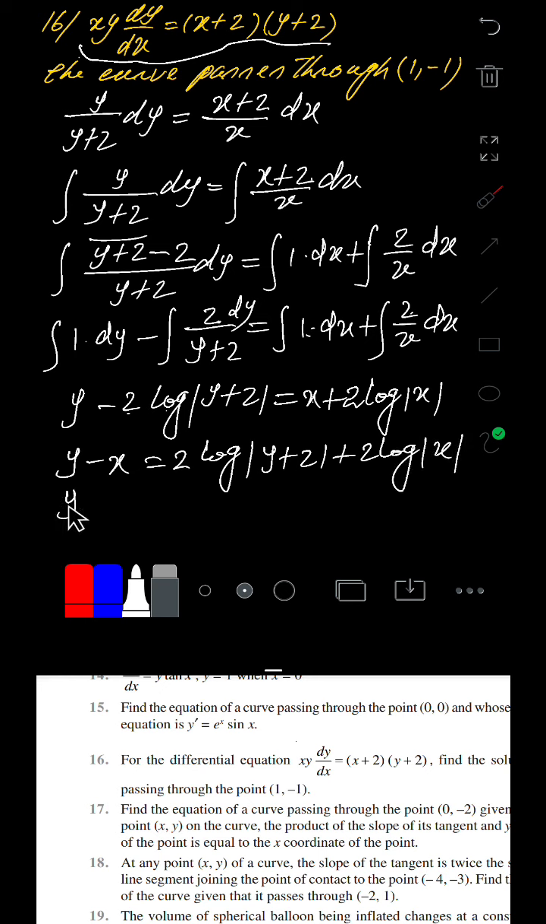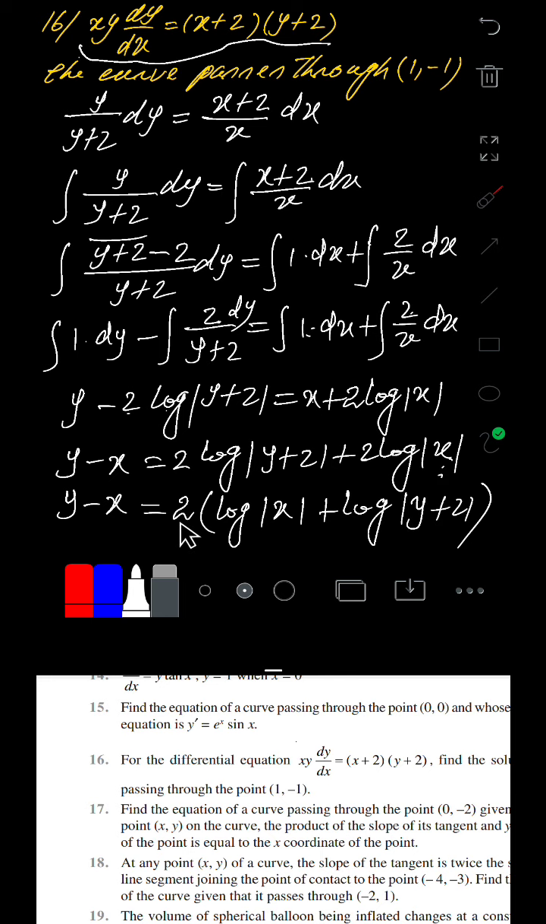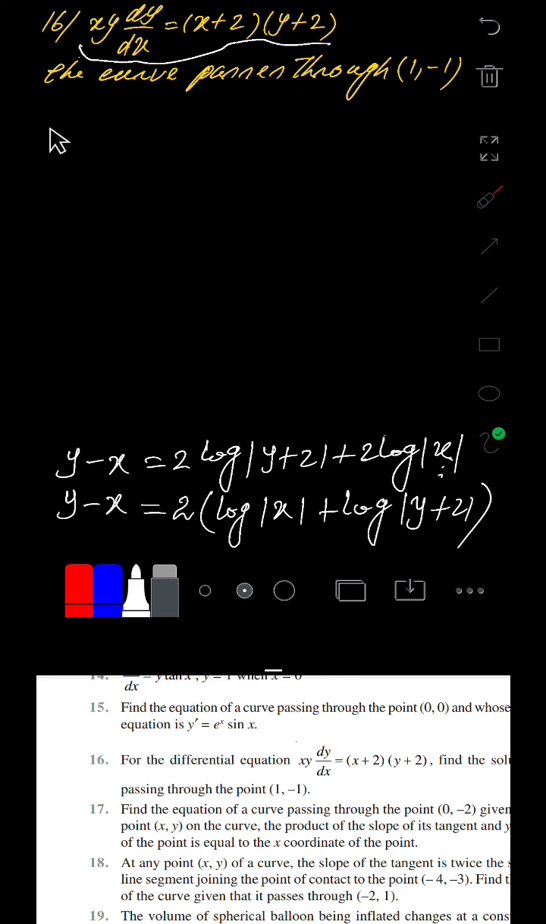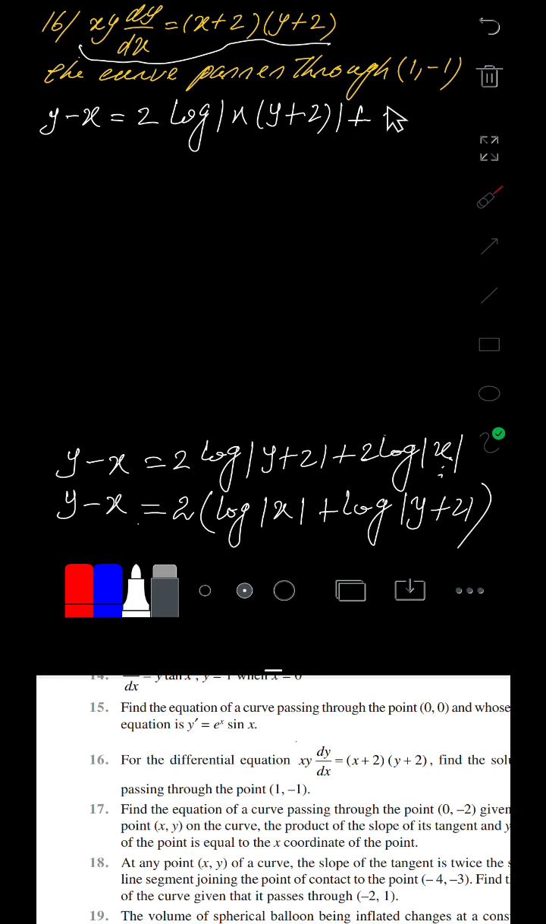So we have y minus x is equal to twice, 2 can be taken common out of these two terms. We have inside the bracket log mod x plus log mod y plus 2. Now we have to simplify this. Proceeding from this step, we have y minus x is equal to 2, and by logarithmic property, log mod x plus log mod y plus 2 may be written as log mod x(y plus 2) plus c as a constant of integration. Let it be equation number 1.